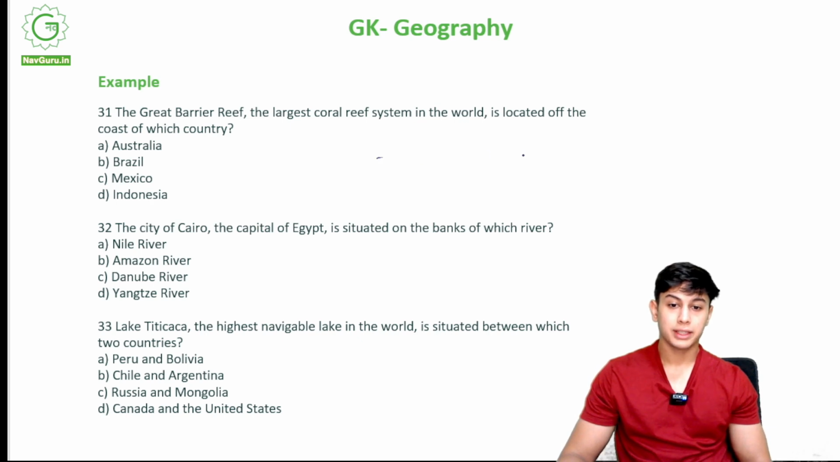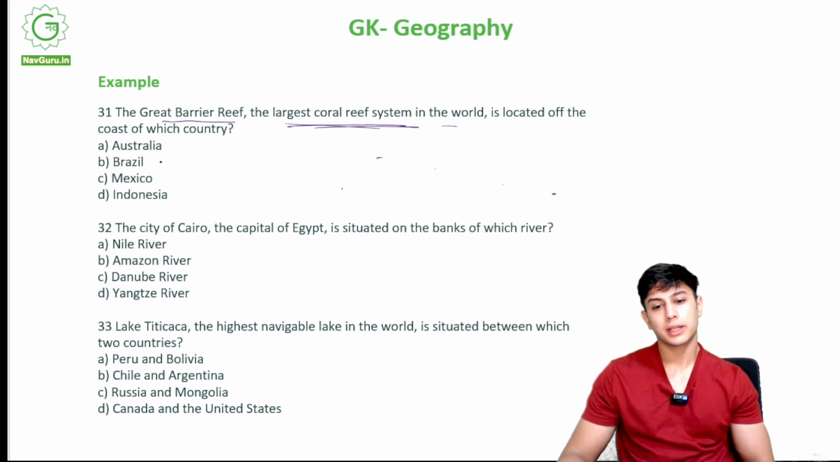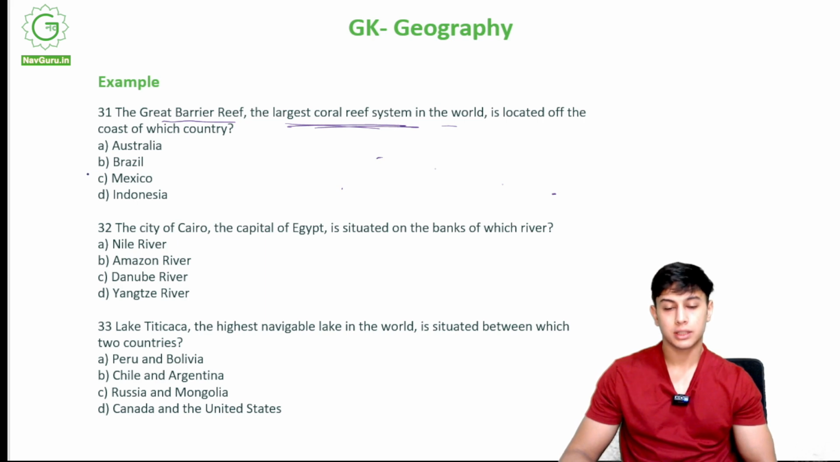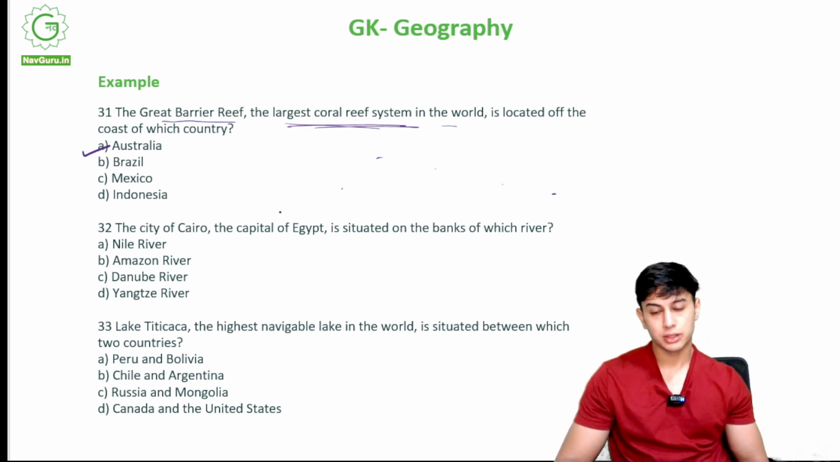The Great Barrier Reef, the largest coral reef system in the world, is located off the coast of which country? It is located in Australia. Is it located in Brazil? Is it located in Mexico? Is it located in Indonesia? It is Australia. The Great Barrier Reef is in Australia.